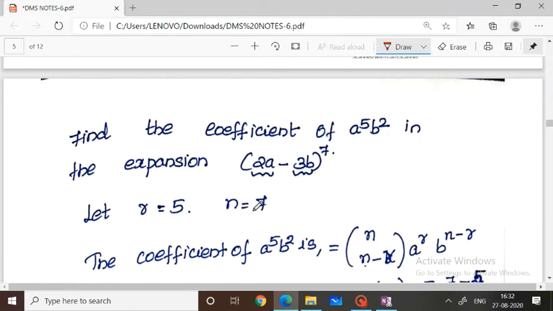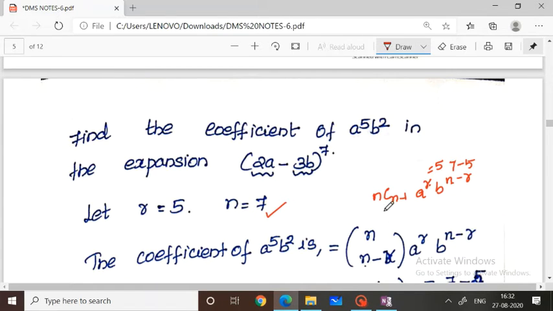The next one: find the coefficient of a raised to 5 b square in the expansion of 2a minus 3b the whole raised to 7. So n equal to 7. We know that the formula is nc r. We need the coefficient of a raised to 5 b square. So in the formula nc n minus r a raised to r b raised to n minus r, n is 7. Then r should be 5, so n minus r is 7 minus 5 equal to 2.